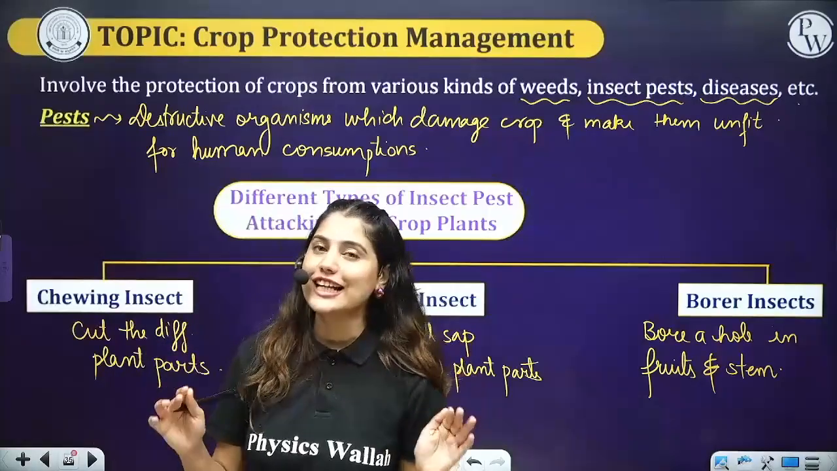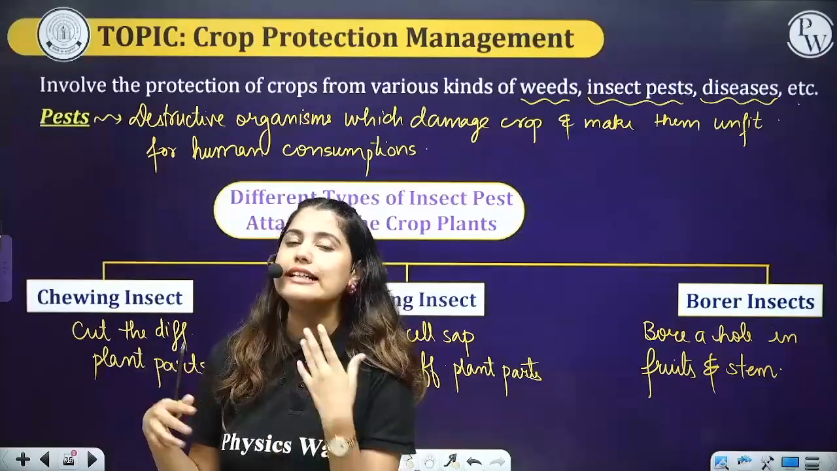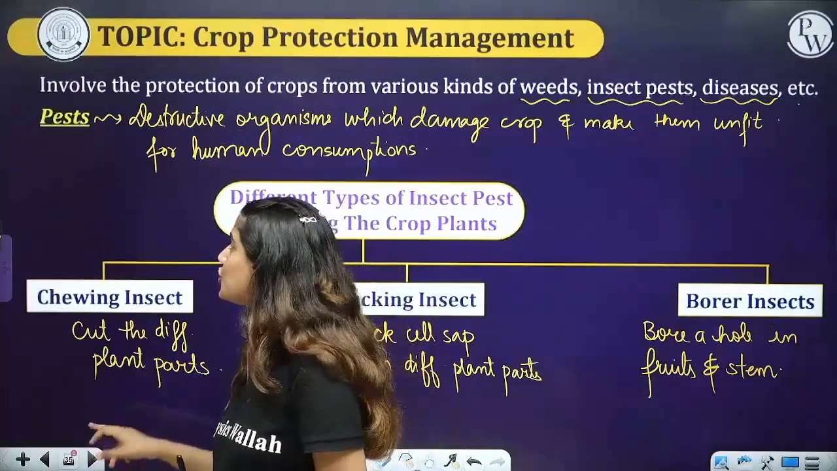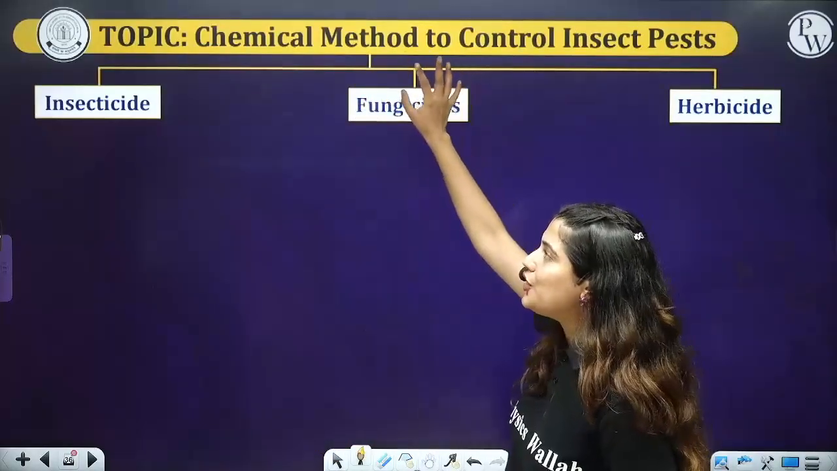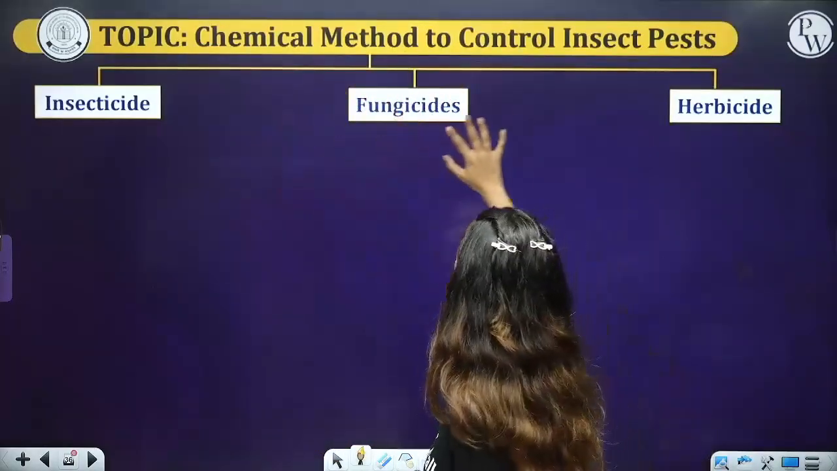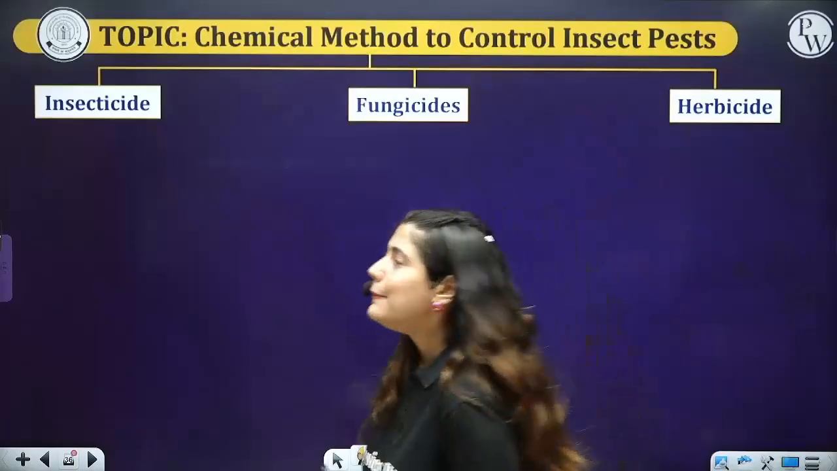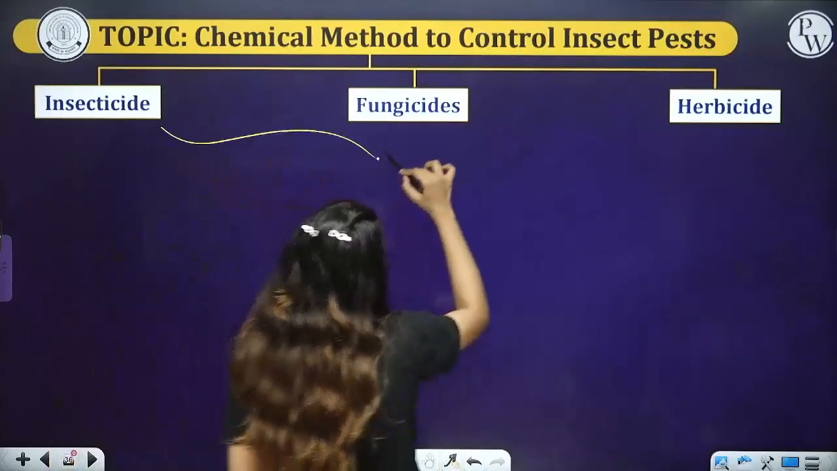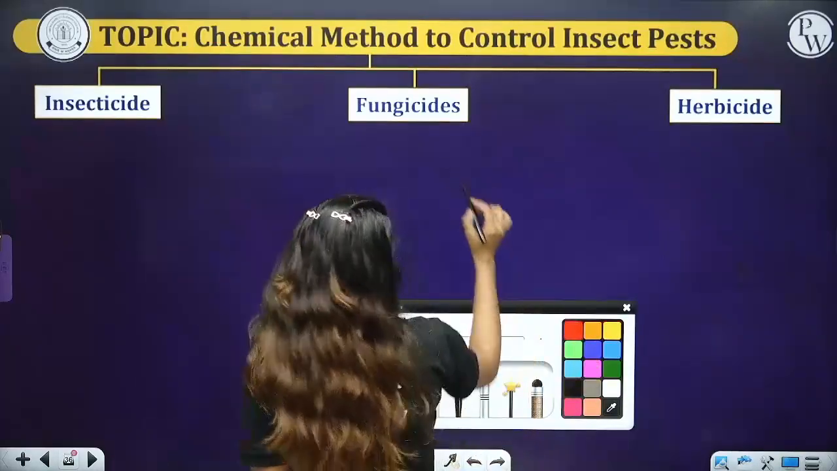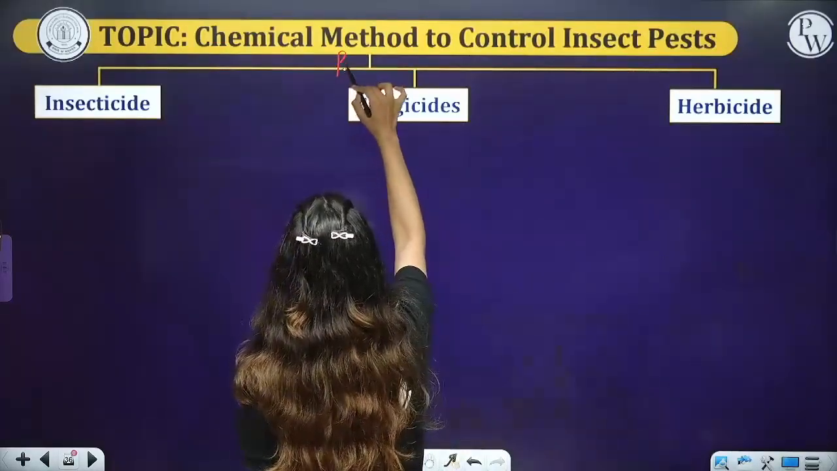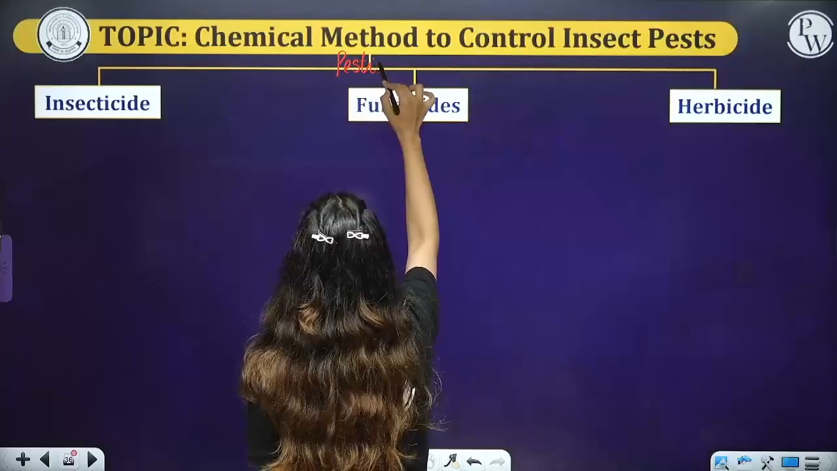So these insects are obviously going to affect the plants in different ways. They have their different modes of attacking. Now how can we control them? We can use insecticide, fungicide or herbicide. Basically, what we are doing is using pesticide. All of them are nothing but pesticides. I have already told you, side means kill.